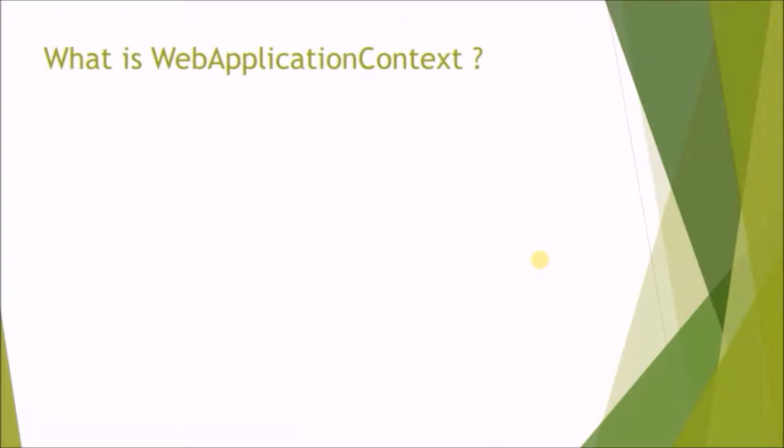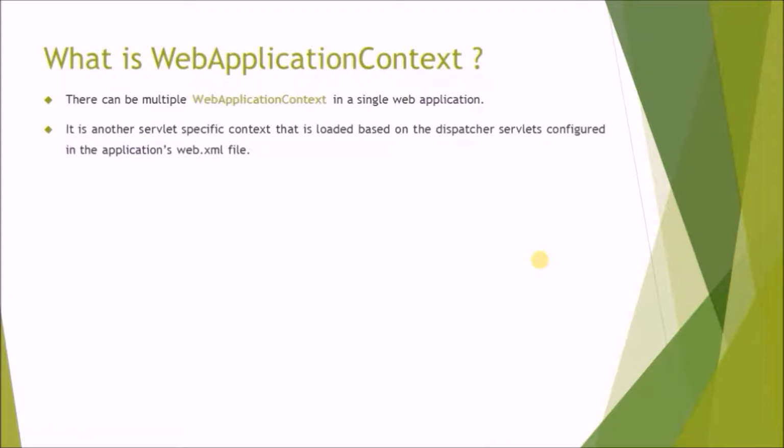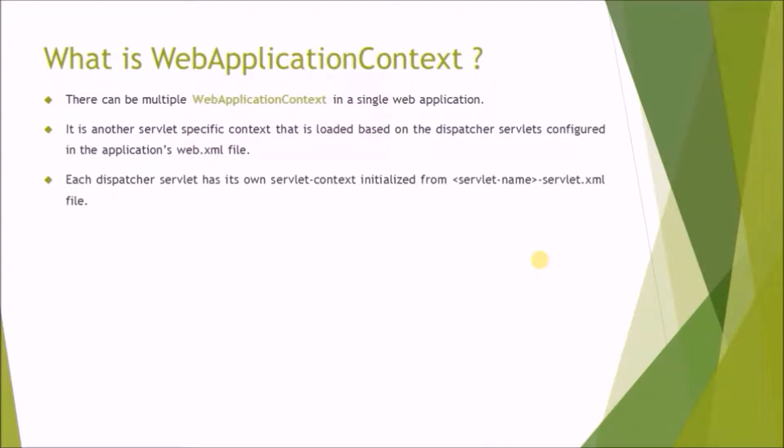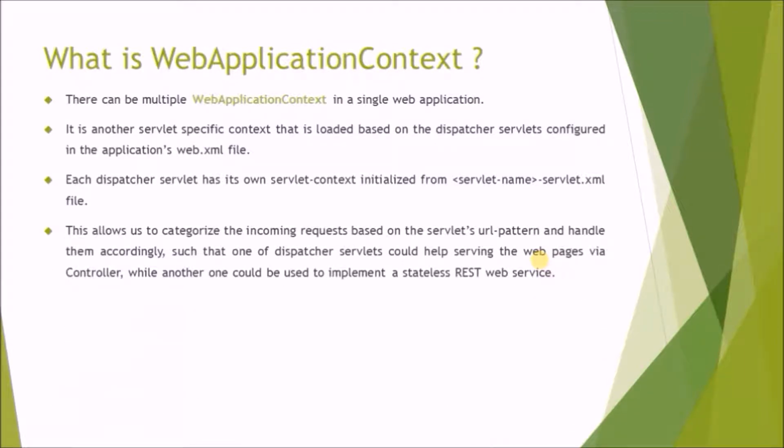What is web application context? There can be multiple web application contexts in a single web application. It is another servlet-specific context that is loaded based on the dispatcher servlets configured in the application's web.xml file. Each dispatcher servlet has its own servlet context initialized from the servletname-servlet.xml file. This allows us to categorize the incoming requests based on the servlet's URL pattern and handle them accordingly, such that one of the dispatcher servlets could help to serve the web pages via controller, while another one could be used to implement a stateless REST web service.